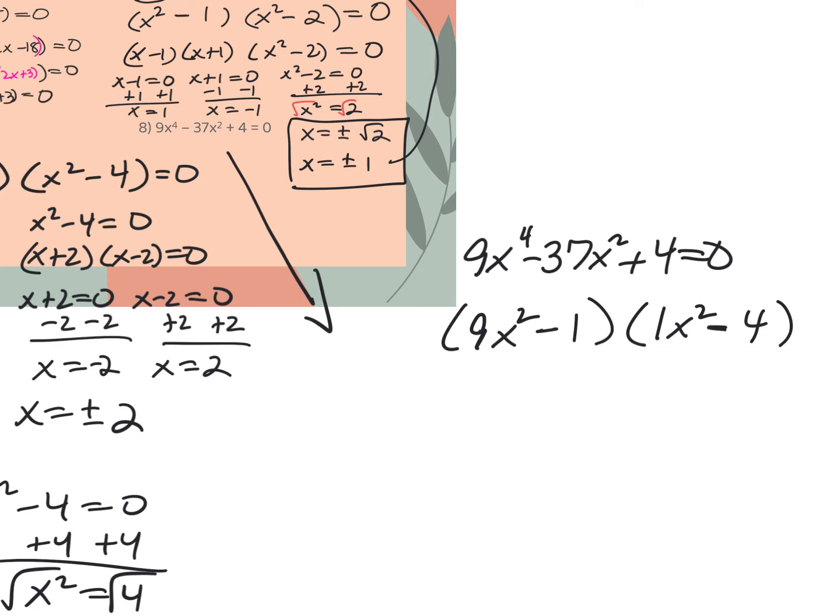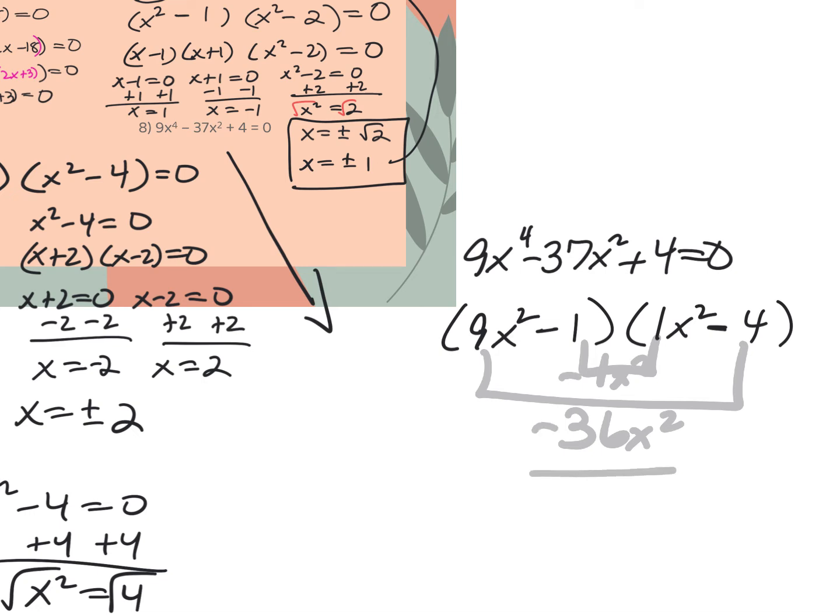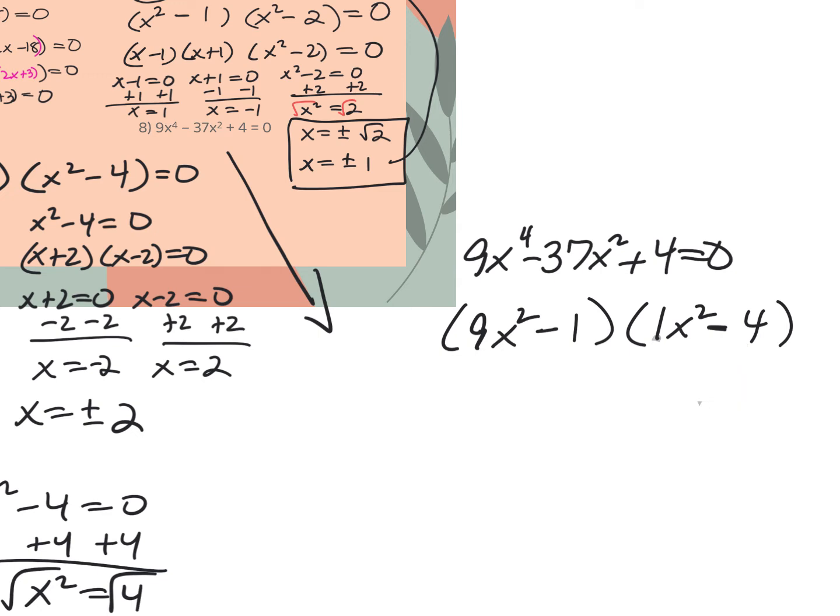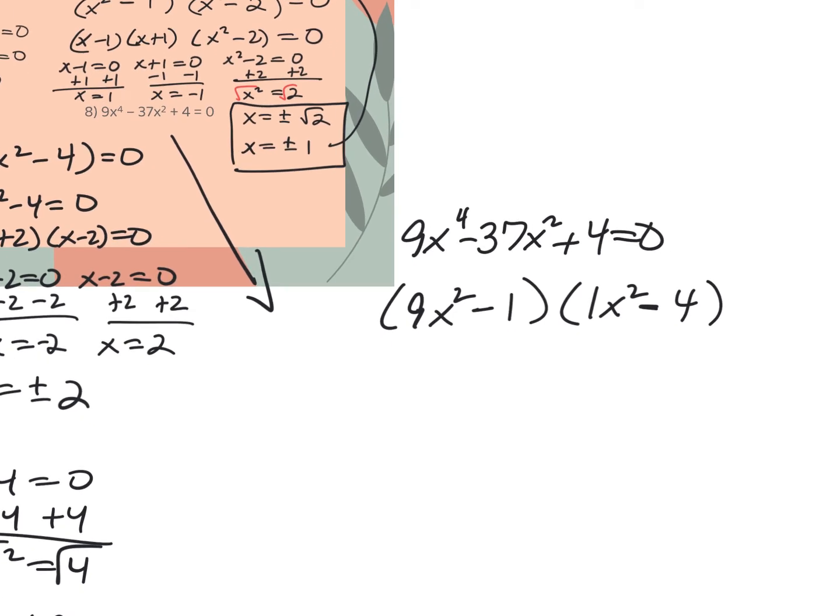And then if I'm going to guess and test, remember you got to do outside and inside. This will give you 36x squared. This gives you 1x squared, and they're both negative. And when you add them, you do get the negative 37. So for this one, it was probably faster to guess and test. Again, if you're good at this, and once we do enough of these, you're probably going to get really good at guessing and testing. So again, remember, this is all set equal to 0.